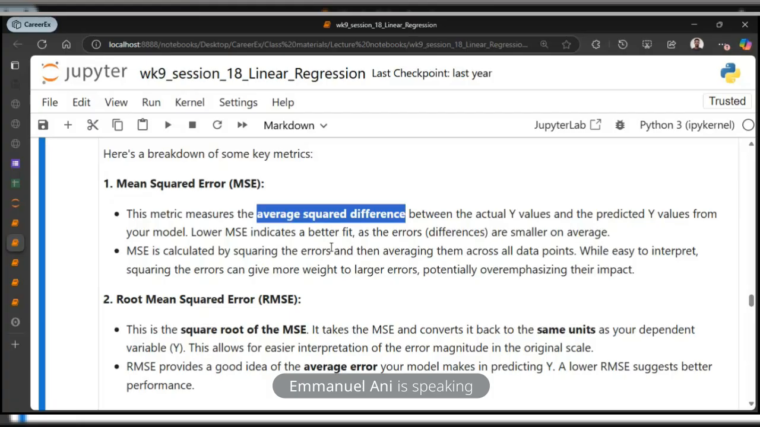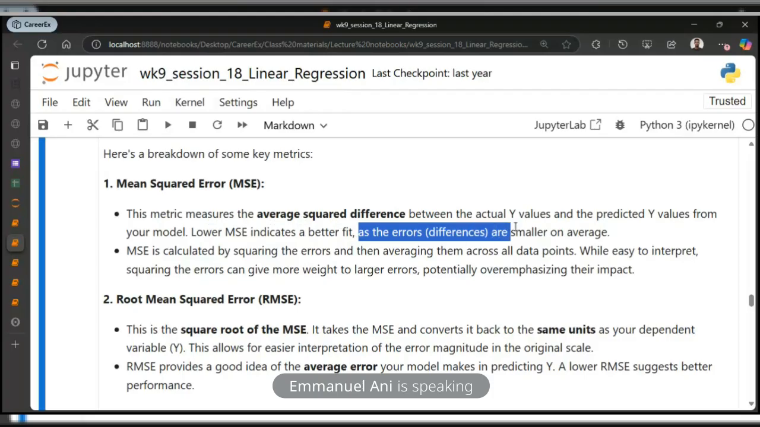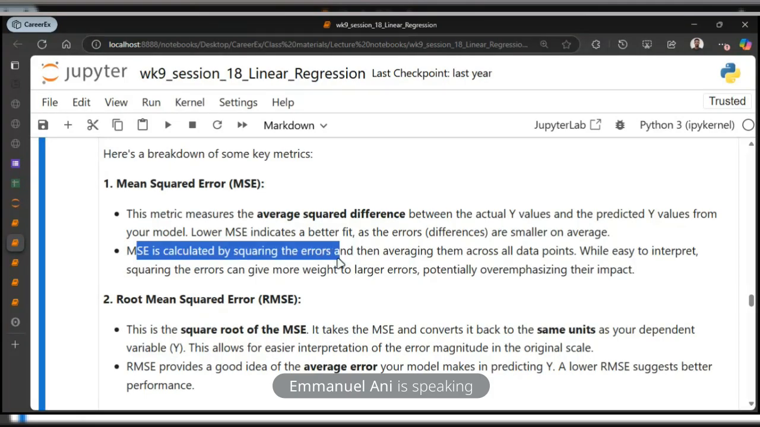This is one of the popular metrics that is being used. A lower MSE indicates a better fit, as the errors are smaller on average. We are going to see this in practice when we start using data and creating our linear regression model. You're going to see how it calculates the error for you, and you can use the error to see how well your model is performing. So mean squared error is calculated by squaring the errors and then averaging them across all data points.